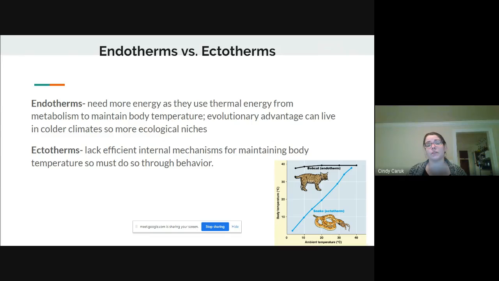Ectotherms lack that efficiency and internal mechanisms for maintaining body temperature, so they have to do it through behavior. So if they're too warm, they'll move to the shade. If they're too cold, maybe they'll move to the sun, or they will come together as a group.